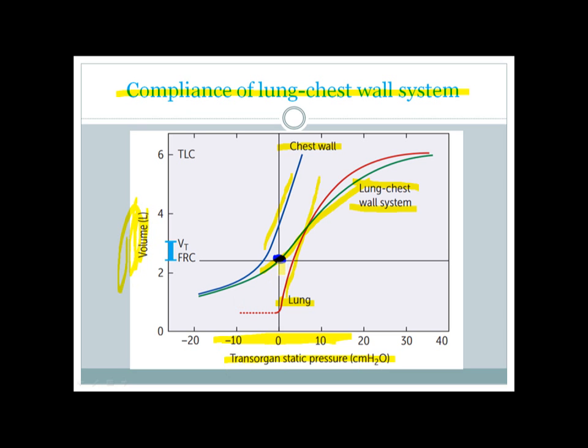And the intersection where I put a dot here is the functional residual capacity, and in the line of functional residual capacity, the compliance of the lung-chest wall system has the steep portion, so the compliance is greatest at the functional residual capacity. In the case of functional residual capacity, the chest wall system has a negative pressure and the lung system has a positive pressure. This causes a net zero pressure in the lung-chest wall system. Due to this net zero pressure, there is no movement of air into or out of the lungs.